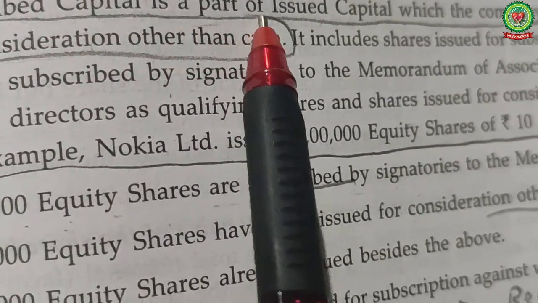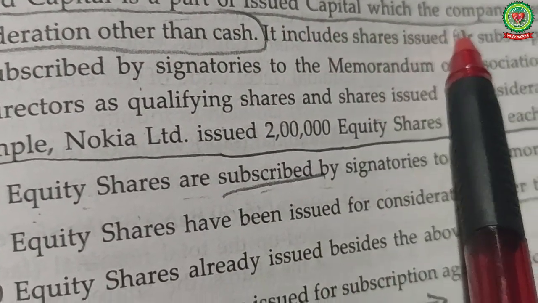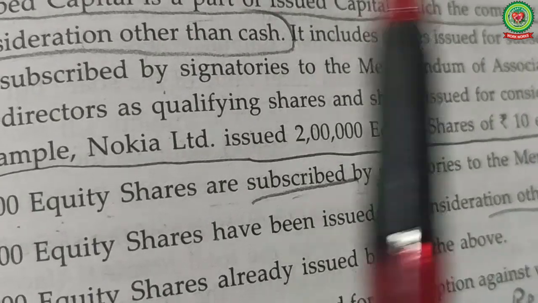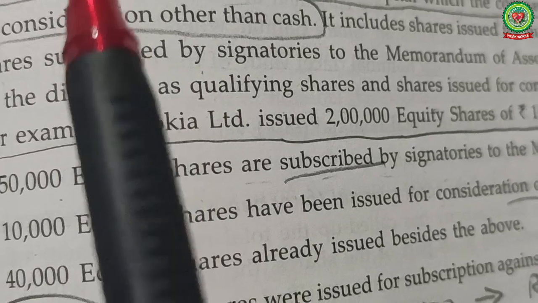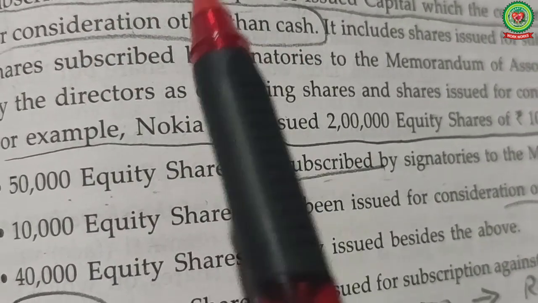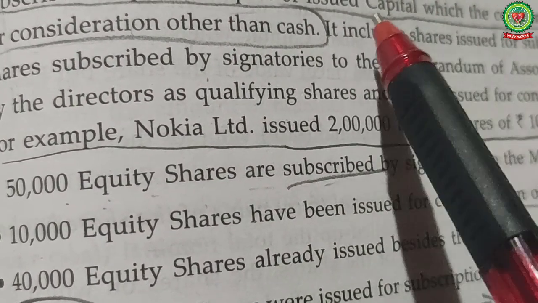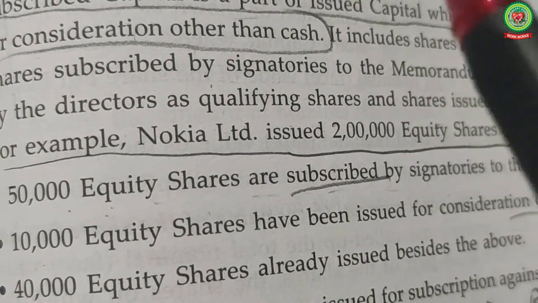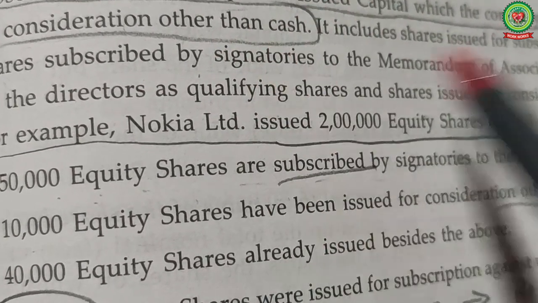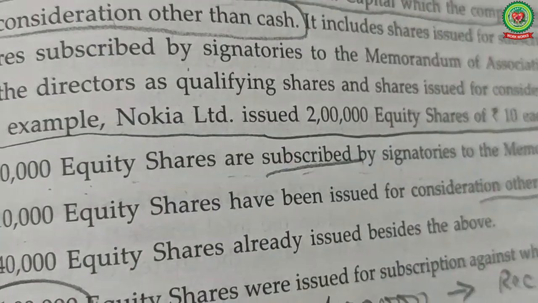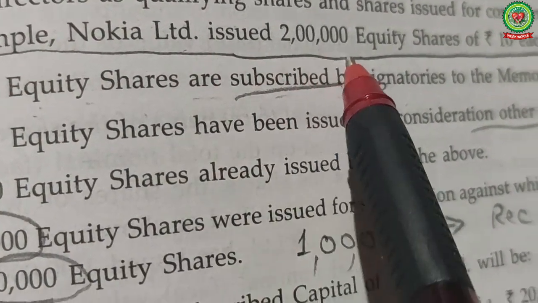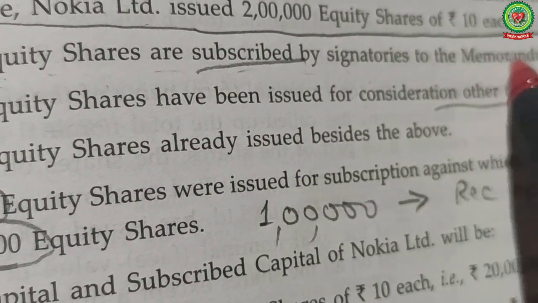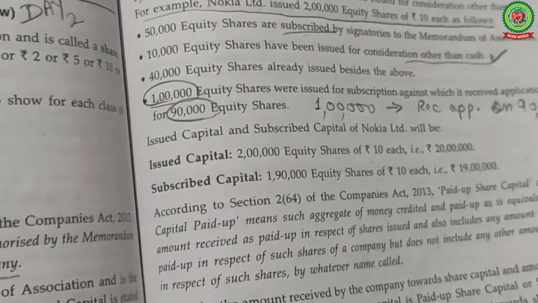Now subscribed capital is a part of issued capital which a company has issued for cash or for consideration other than cash. The member subscribed for cash or after giving some kind of asset, machinery, land registry, etc. So for example, Nokia Limited issues 2 lakh equity shares of 10 rupees each as follows.